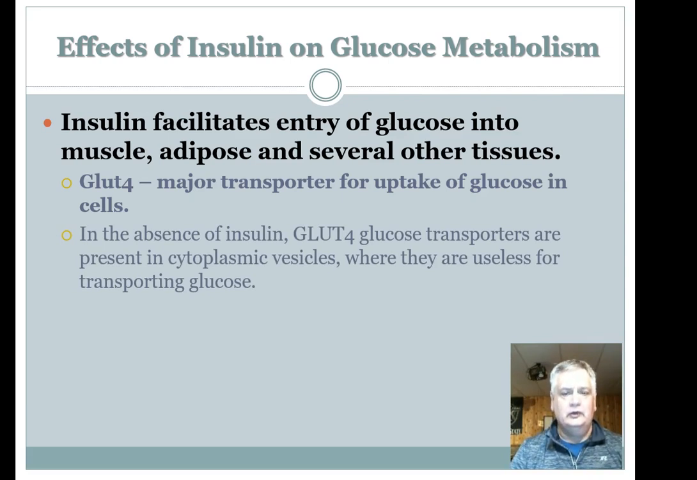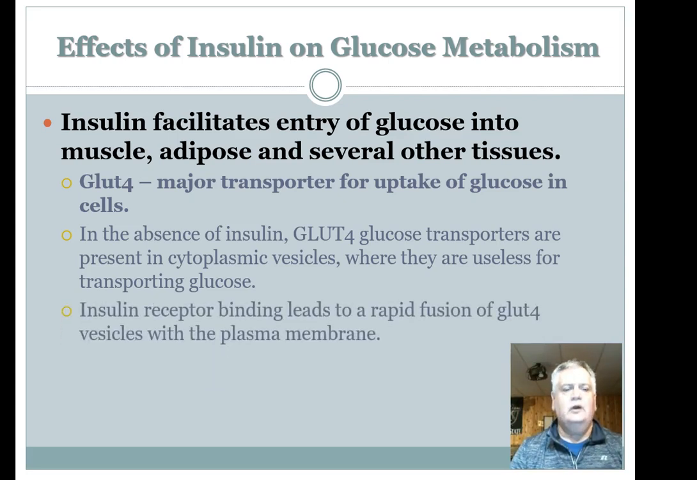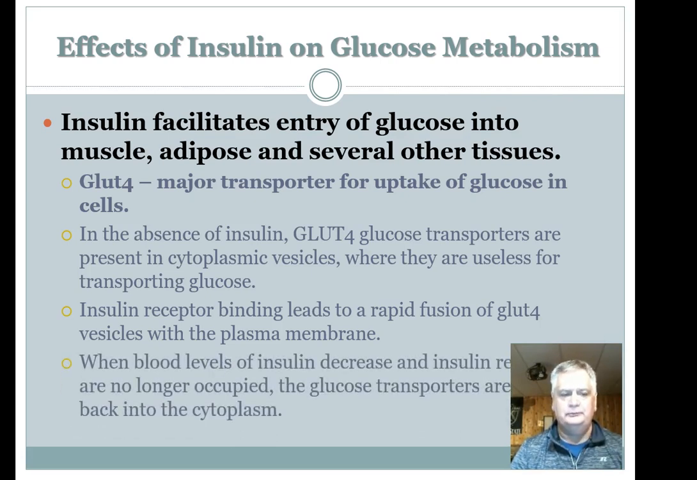In the absence of insulin, GLUT4 glucose transporters are present in cytoplasmic vesicles where they're useless for transporting glucose. When insulin binds to the insulin receptor, this is going to lead to a rapid fusion of GLUT4 vesicles with the plasma membrane. They're going to be raised up and inserted into the plasma membrane, as I said. This is going to help bring the blood glucose levels back down again.